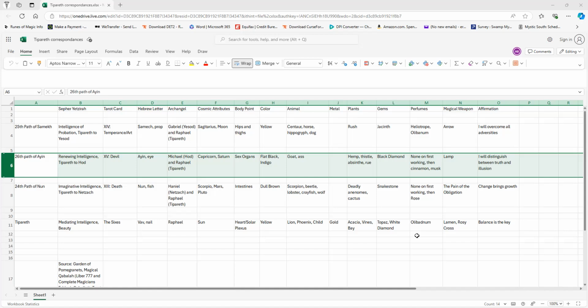And it's a simple card which relates to Capricorn, which is why you get all this goat imagery on the card, right? Capricorn, cardinal earth, very earthy energy. Winter solstice, wintertime energy going down into the earth, very powerful. It relates to the sex organs as a body point. Color would be black and indigo. Animals would be goat and ass.